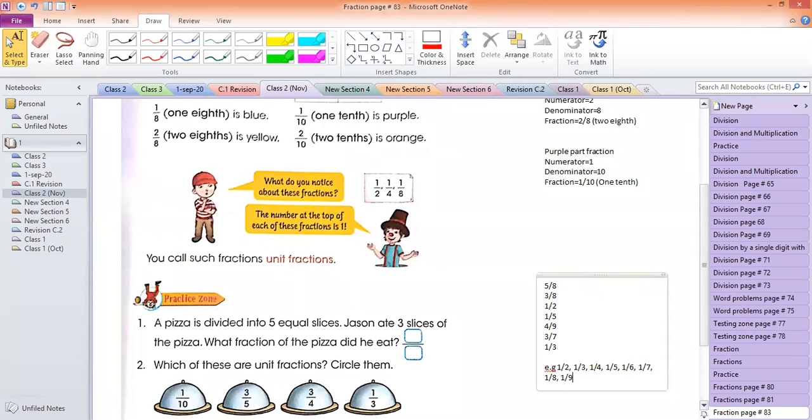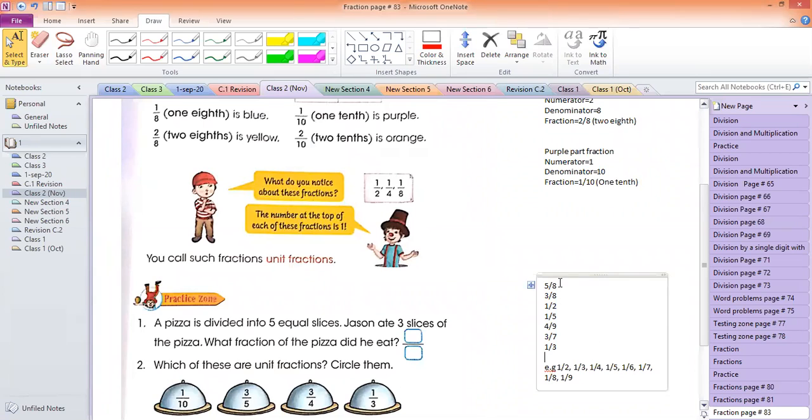So any fraction which has 1 in its numerator, or at the top, is known as a unit fraction. Here you can also see the number at the top of each of these fractions is 1. That's why these fractions are all unit fractions.